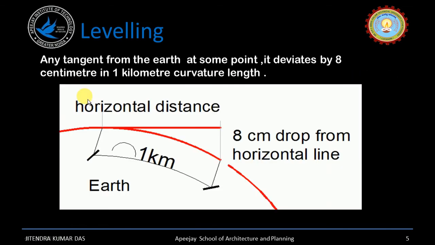Now a few things we need to see, so that we can differentiate the curvature and the horizontal line which exist on the earth. Any tangent from the earth at some point deviates by 8 cm in 1 kilometer of curvature length. From this point to this point is the curvature length. Suppose it is 1 kilometer and this is the tangent line. The earth's surface comes down 8 centimeters from the horizontal line. That is the deviation due to curvature of the earth.